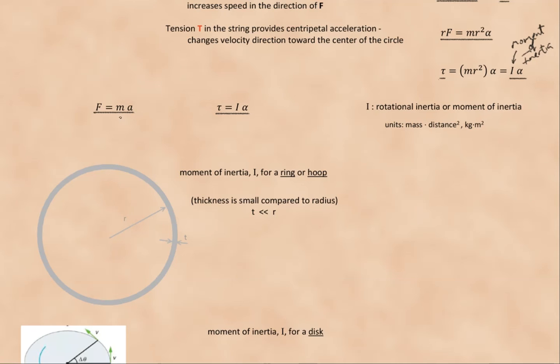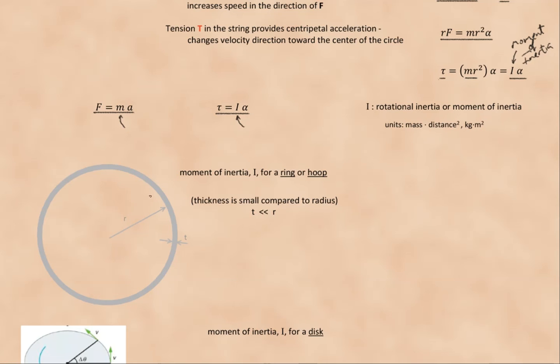In linear or translational dynamics, mass is a measure of how difficult it is to change the velocity of an object. In rotational dynamics, moment of inertia I is a measure of how difficult it is to change the angular velocity of an object. Note that it depends not only on how much mass something has, but also on how it is distributed.